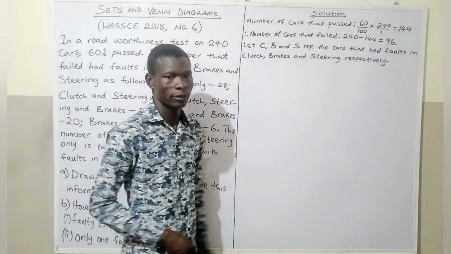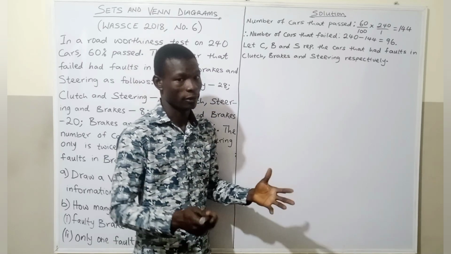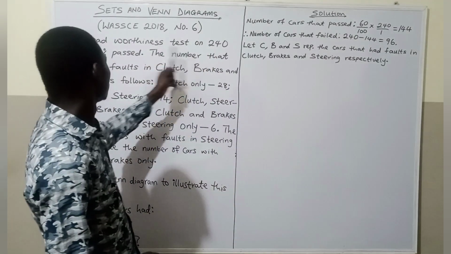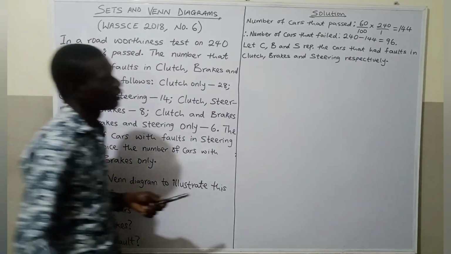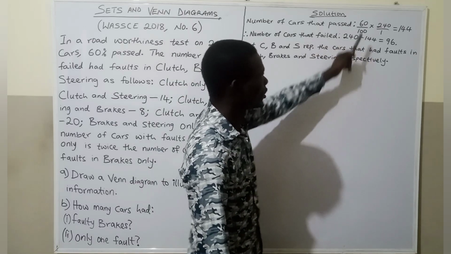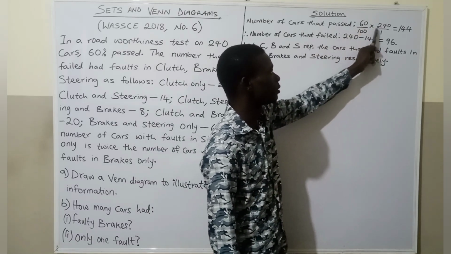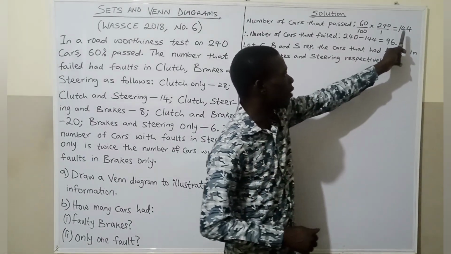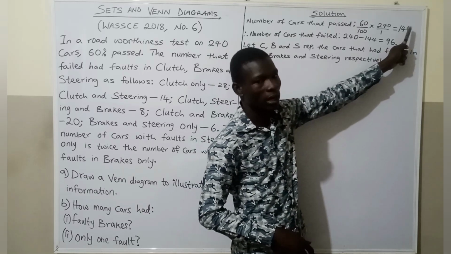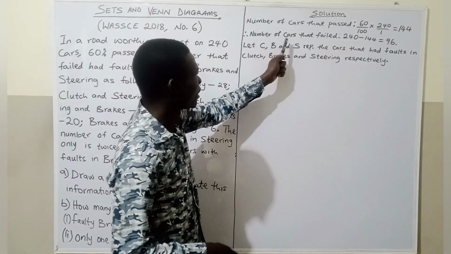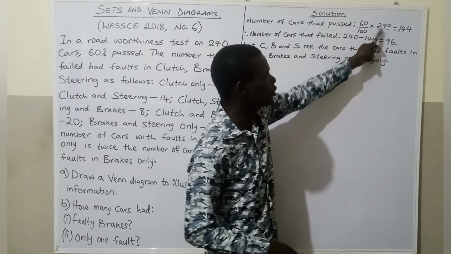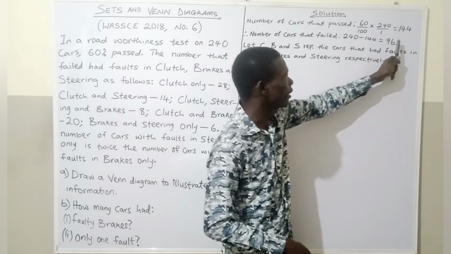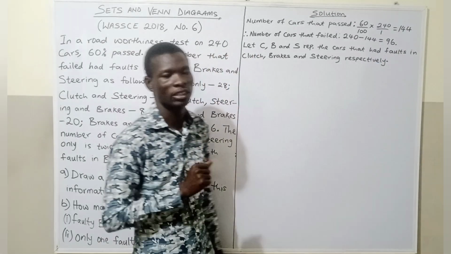Now, I've put up some things before now, and I'm going to be explaining them very quickly. Number of cars that passed the test: 60% passed. To get 60% of 240, we have 60 over 100 multiplied by 240 cars, and we have 144. It means that 144 cars passed the test. The number of cars that failed will then be 240 minus 144, that's 96. So 96 cars failed the test.